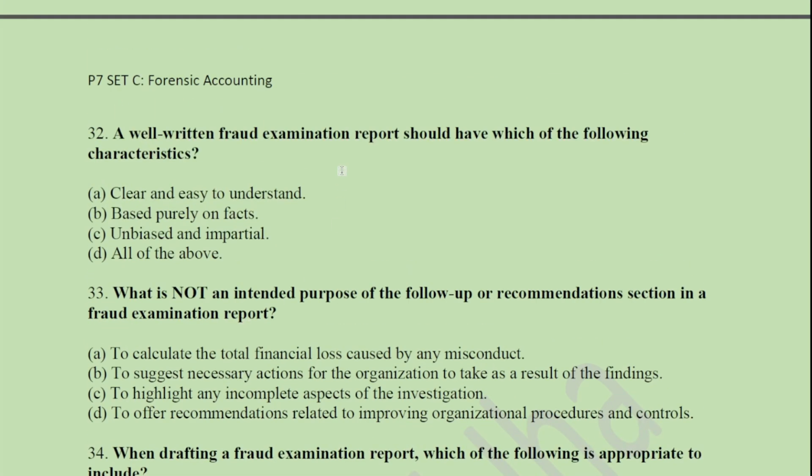A well-written fraud examination report should have which of the following characteristics? Clear and easy to understand, yes. It should be based purely on facts, yes. Unbiased and impartial, yes. All of the above. The answer should be D.